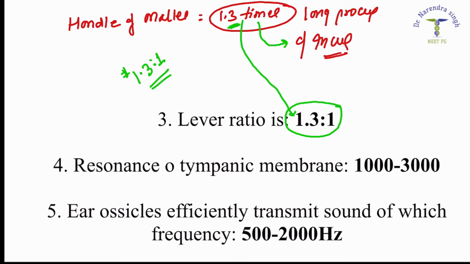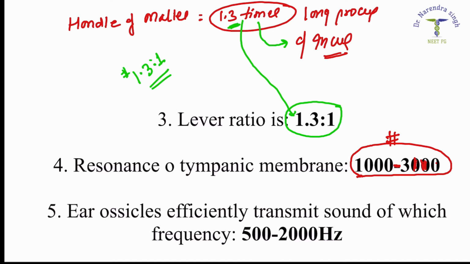Now, question number 4, which is a direct question that says the resonance of tympanic membrane is. The resonance of tympanic membrane is 1000 to 3000 Hz. We have to keep this in mind. Resonance of tympanic membrane is 1000 to 3000 Hz.